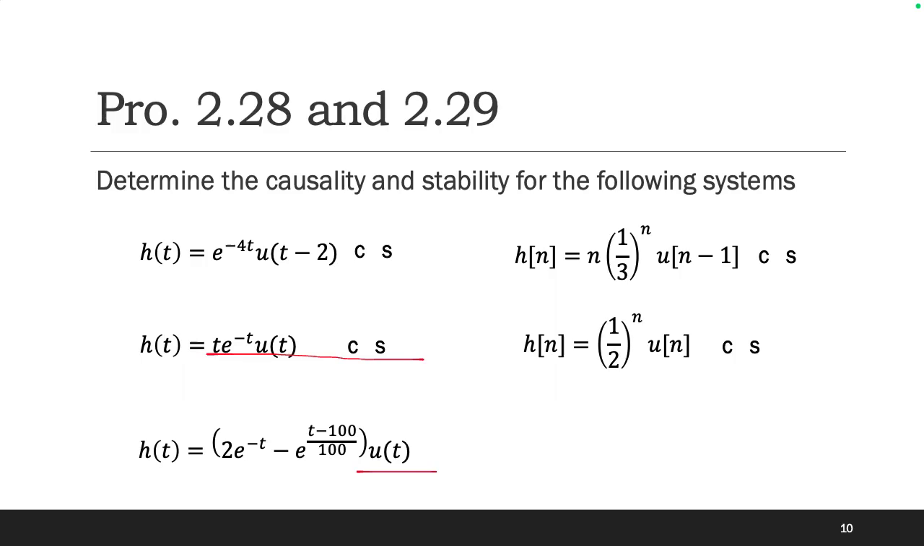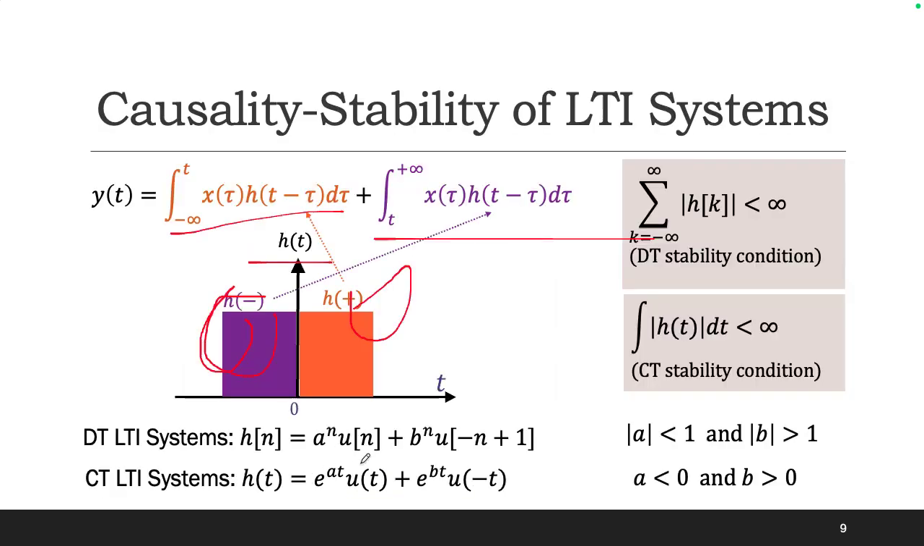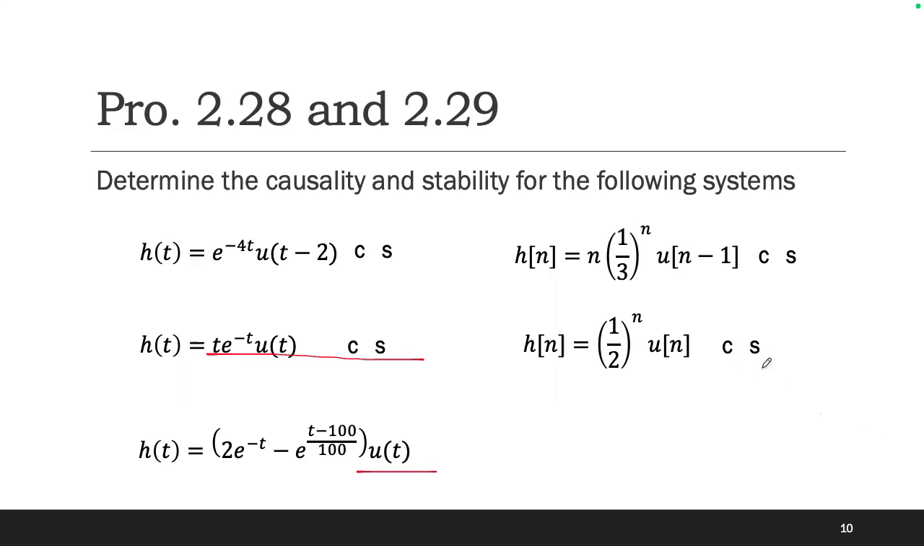Why is it correct? Because n is greater than or equal to 0, right? Why is it stable? For this one, actually, we can use the equation here. A here is smaller than 1, right? So it is stable. That makes sense to you? And how about this one?